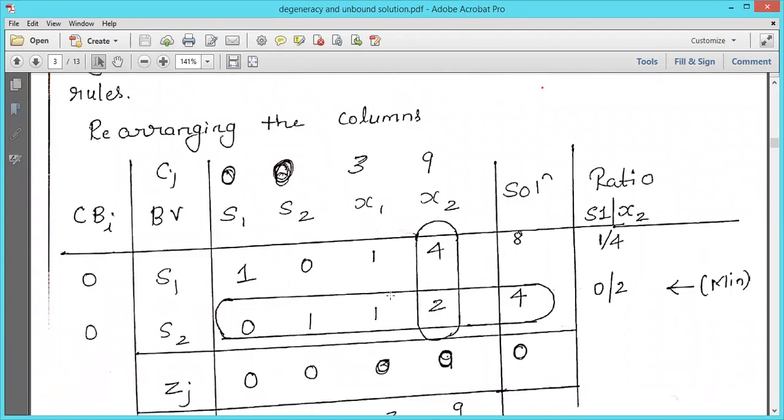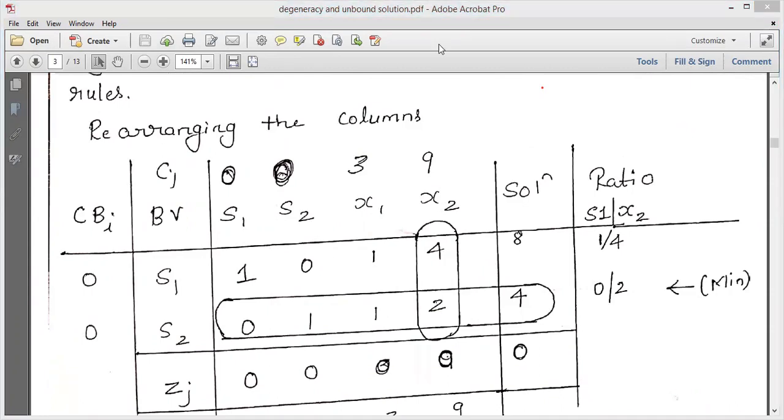Now as you can see, as I said, this X2 is our key column, right? Now S1 and S2 are forming an identity matrix, so here we have an identity matrix: 1 0, again 0 and 1. In the identity matrix, the first column is S1. So look at the values present in S1: we have the values 1 and 0. And look at the values present in the key column: we have the values 4 and 2.